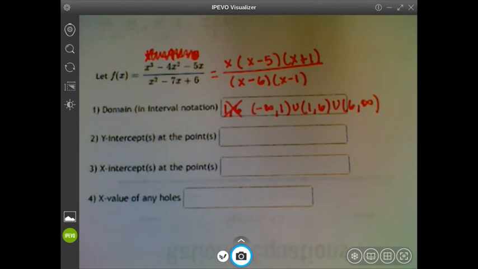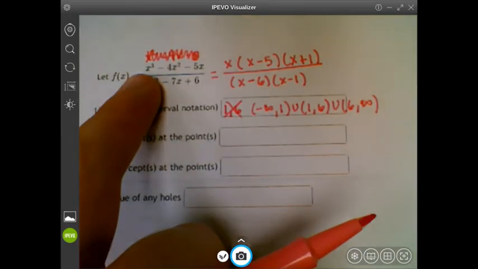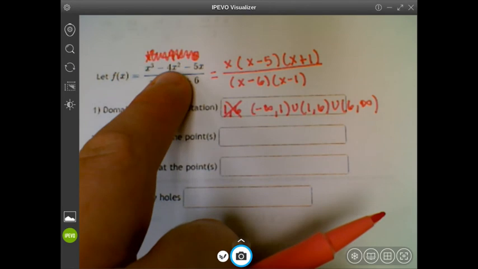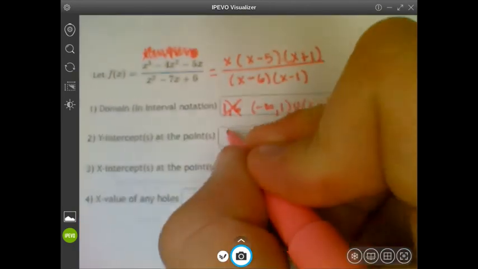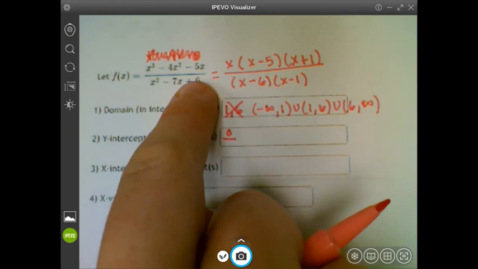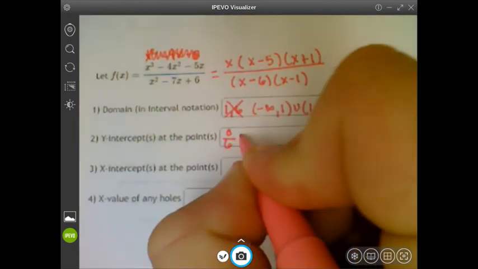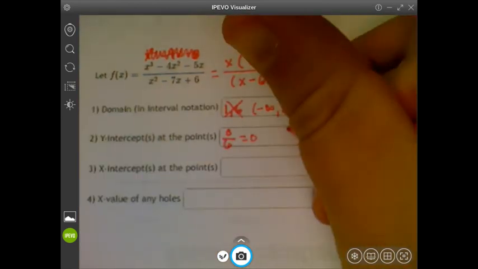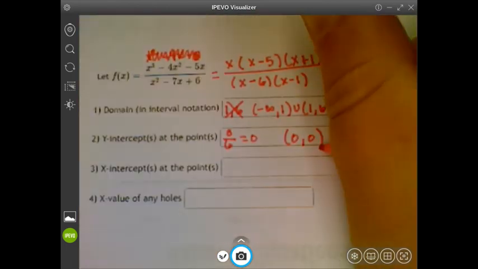For the y-intercept, you're going to plug in 0 for x. So if you do that, you'll have a 0 and a 0. So the top is 0. The bottom is 0, 0, and 6, and 0 divided by 6 is 0. So your y-intercept is at (0, 0).